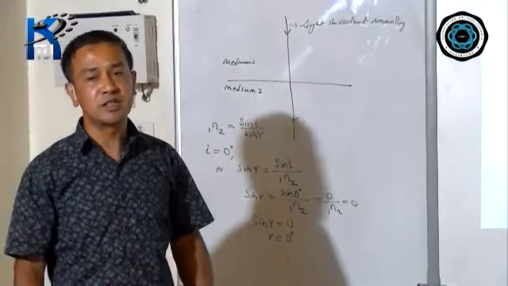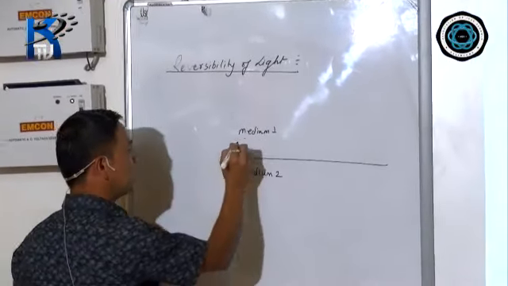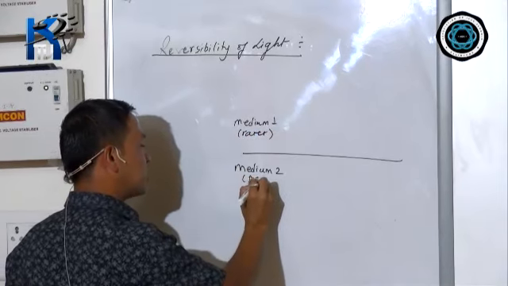Okay, let me just take the case of one medium, say medium 1 and medium 2. Again, I remind you, medium 1 can be any medium, medium 2 can be any medium. So I consider medium 1 as a rarer medium. And medium 2 as a what medium?